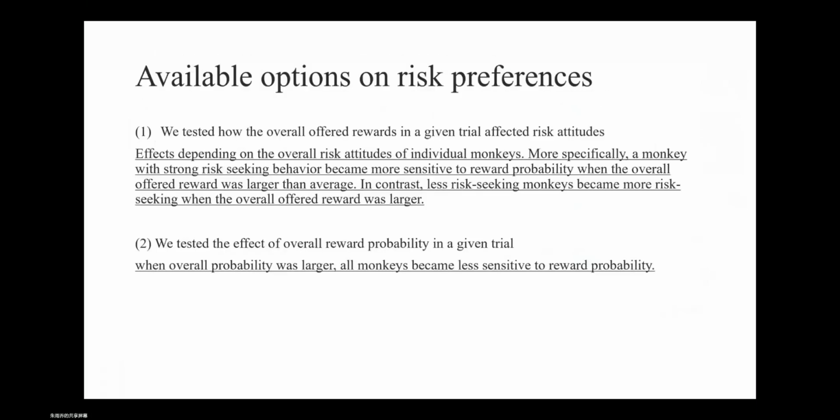And then we try to investigate the impact of the available options on risk preference. We first test whether the overall offered rewards in a given trial will affect monkeys' risk attitudes, and it actually has a huge impact. But the effects really depend on the individual preference of each monkey. A monkey with stronger risk-seeking behavior tends to be more sensitive toward the reward probability when the overall offered reward is larger, and the less risk-seeking monkeys tend to become more risk-seeking. And then we test the effect of overall reward probability, and we find when it's larger, all monkeys become less sensitive to reward probability. They don't care much about the information presented on the screen.